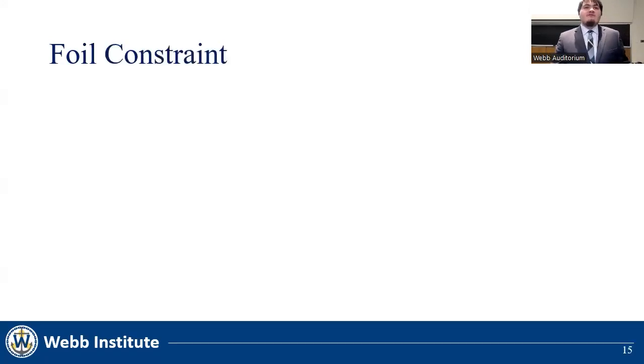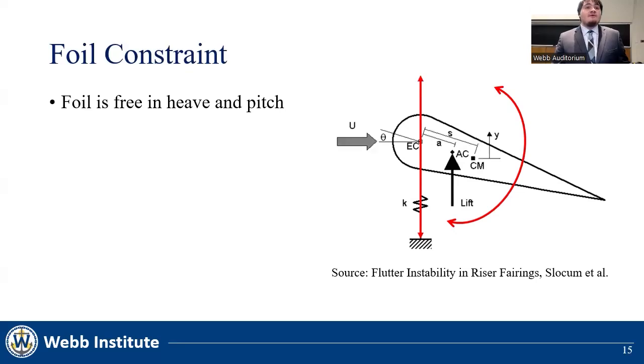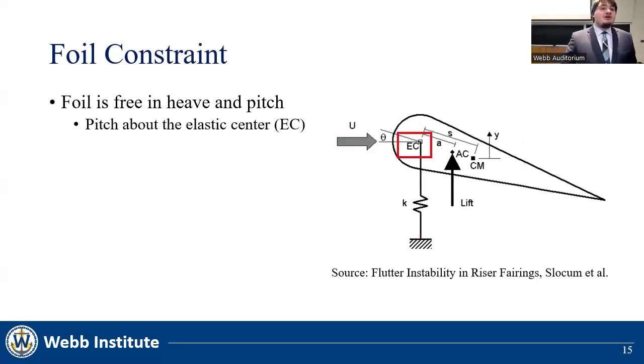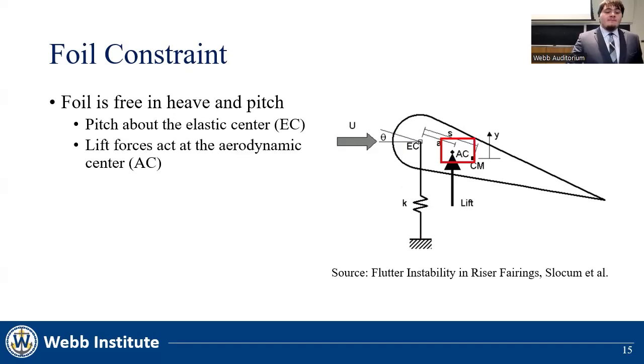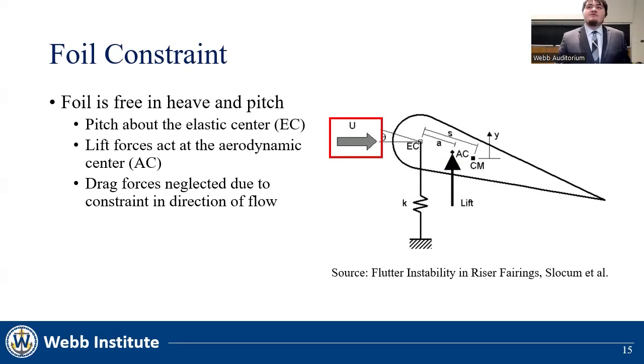For our device, our foils were constrained. They were only free to move in heave and pitch, as can be seen here. They pitch about the elastic center of the foil, and the lift forces act at the aerodynamic center. The difference in these 2 locations allowed for flutter instability in the foil, which meant that the foil pitched freely while in motion. The drag forces on the foil were neglected due to constraints in the direction of flow.